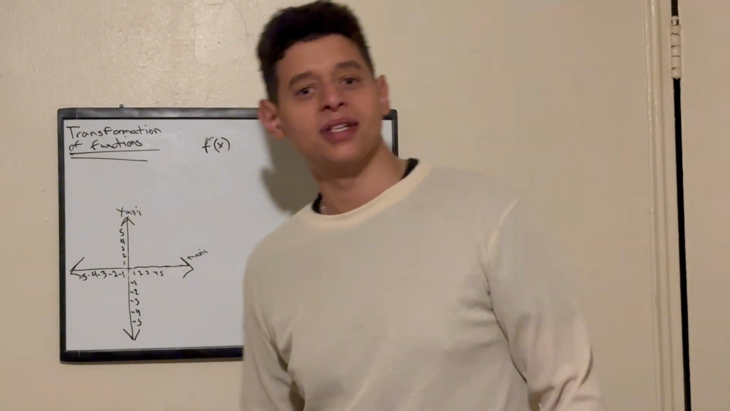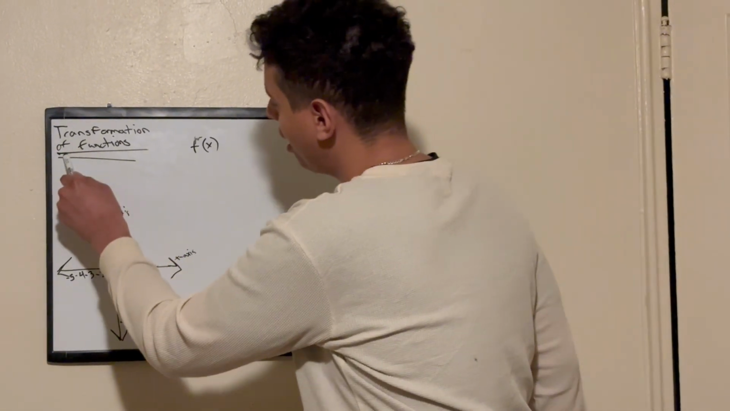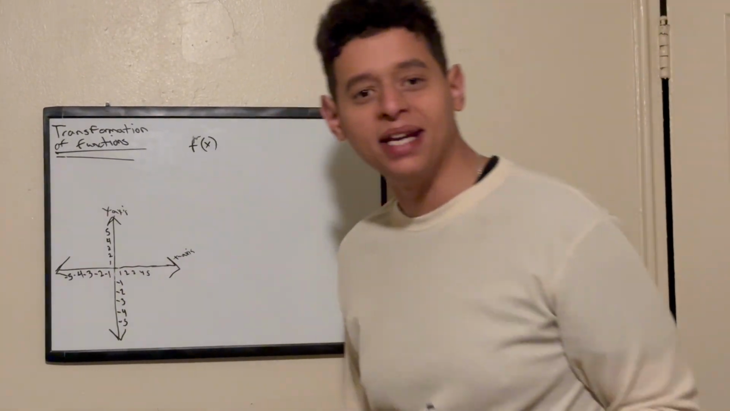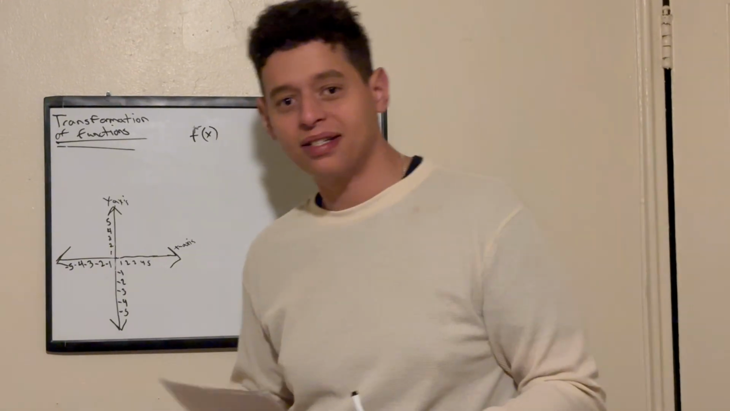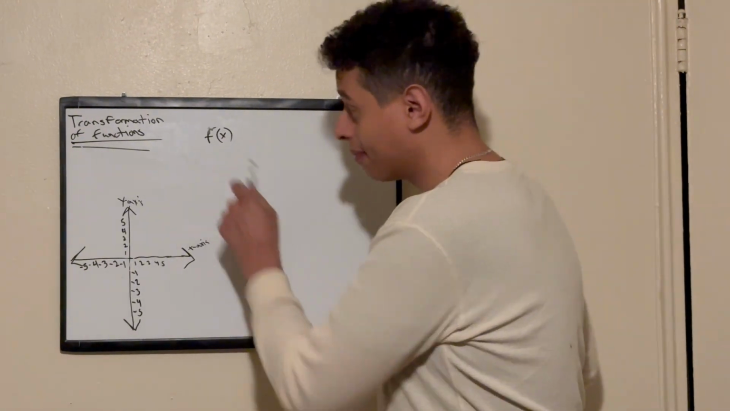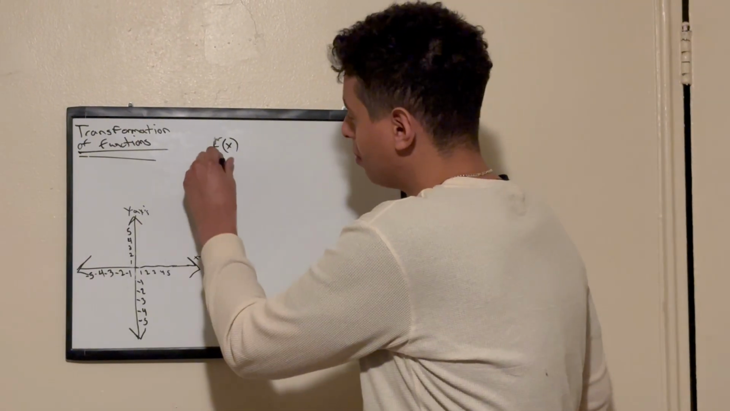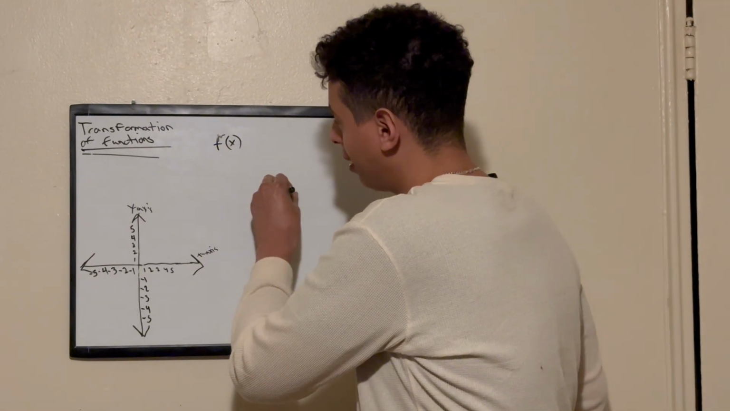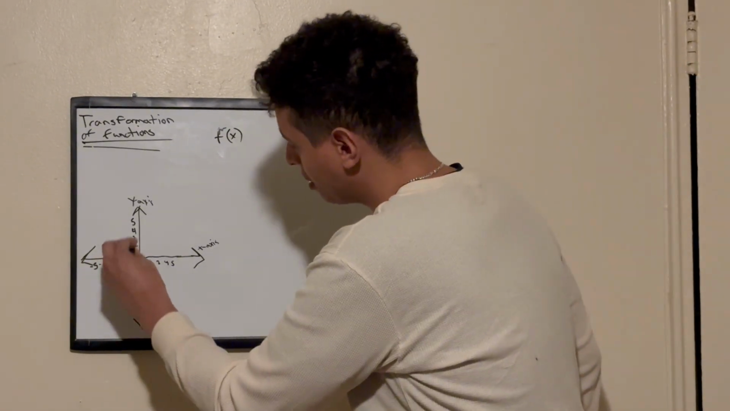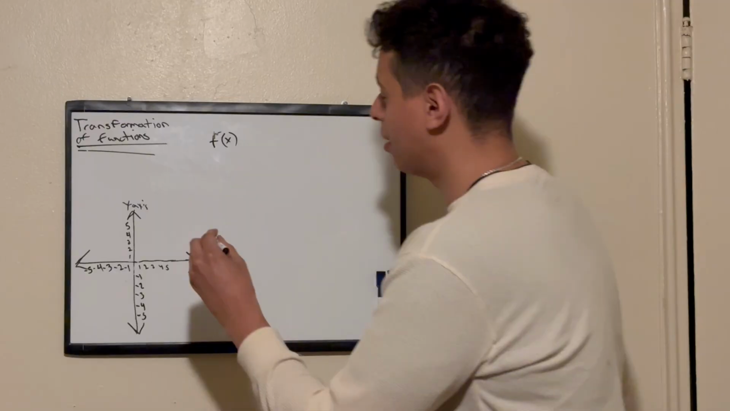My name is Victor Ramos, and today I will be teaching you about the transformation of functions. Now, what does that mean? The transformation of functions is typically when we have a parent function like f of x. The transformation of functions is what happens when you turn it into a different function, thus switching the graph around. Let me give you a simple example of this.